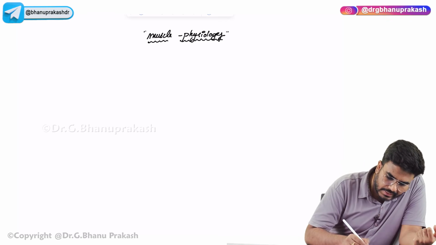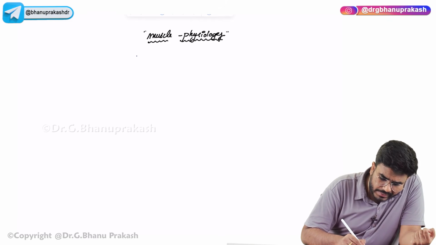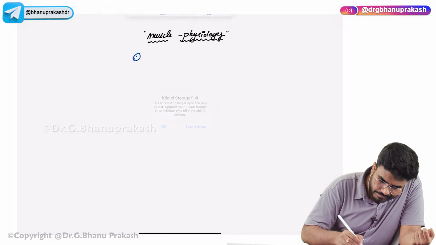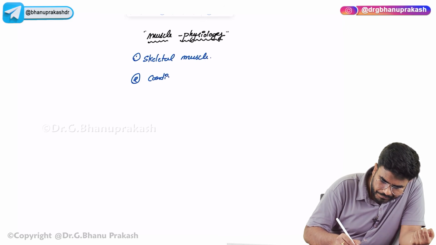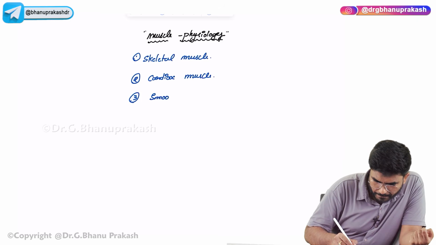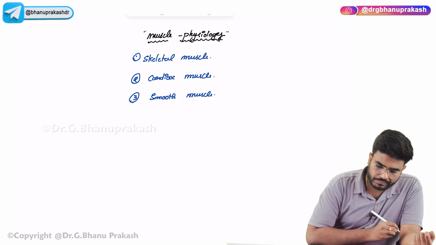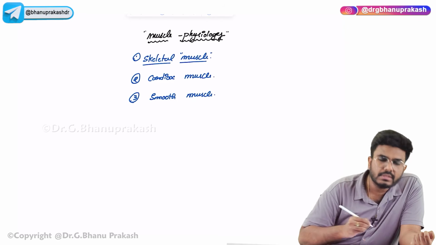Having said that, how many types of muscles are there? There are three types of muscles. One is skeletal muscle, next cardiac muscle, and smooth muscle. First, let's begin with skeletal muscle. Important points about the skeletal muscle.